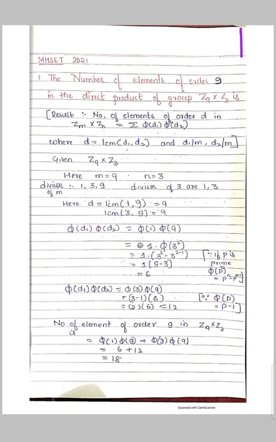Here D is nothing but the LCM of D1 comma D2. You have to choose D1 and D2 in such a way that if you take the LCM of them, you should get D. D is your order, which is already given. And D1 must divide your M and D2 must divide your N. You have to choose D1 and D2 in such a way that they divide M and N.